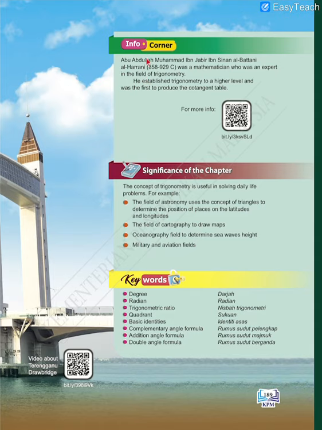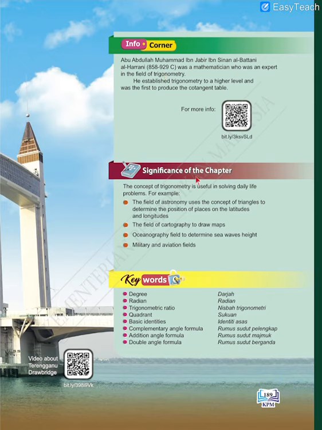Maths corner. Okay, Abu Abdullah Muhammad Ibnu Jabir Ibnu Sinan Al-Battani was a mathematician who was an expert in the field of trigonometry. He established trigonometry to a higher level, was the first to produce a tangent table. Okay, kita ada tokoh Islam kat sini iaitu Abu Abdullah Muhammad. Okay, you boleh scan kod bar ni untuk tengok dia punya lebih history tentang Abu Abdullah Muhammad ni.